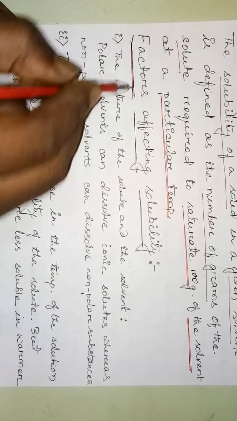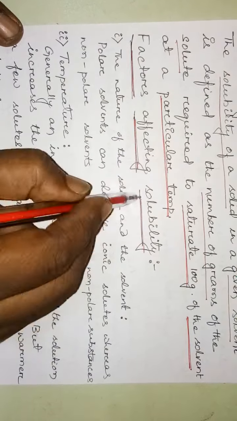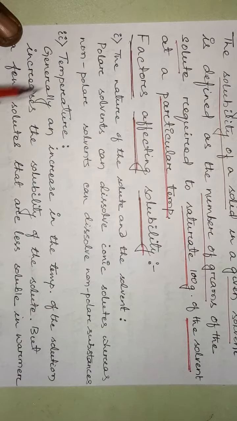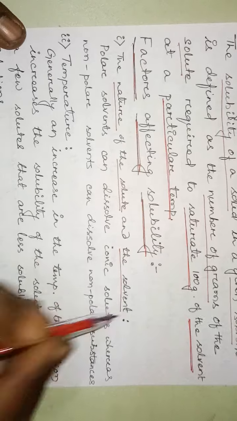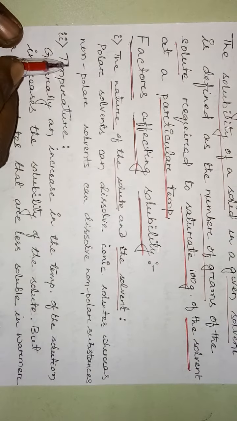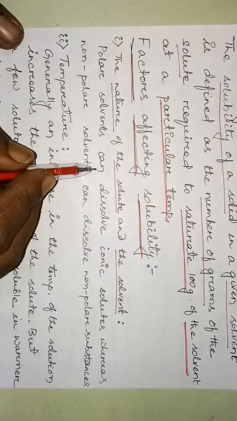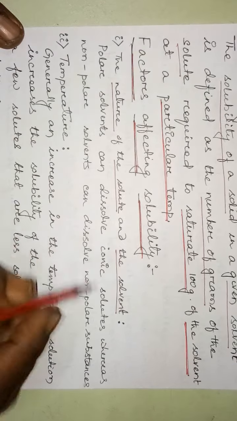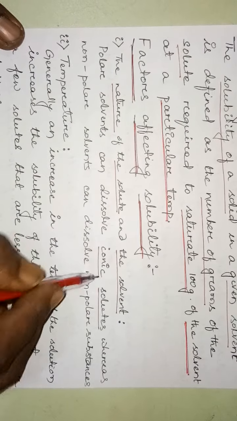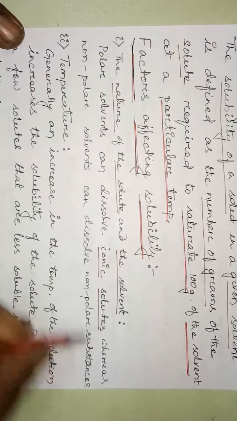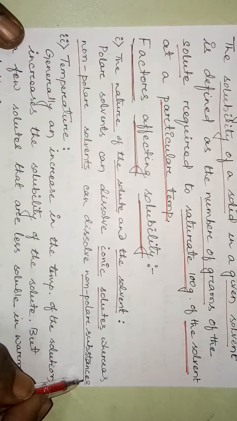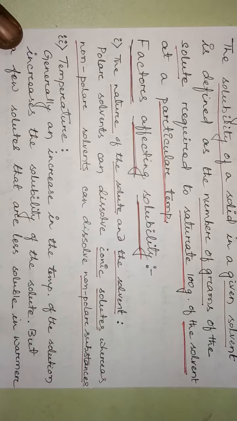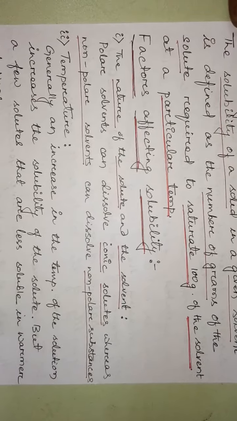The factors affecting solubility. Okay. First point is the nature of the solute and the solvent. Normally, polar solvents can dissolve ionic solutes, whereas non-polar solvents can dissolve non-polar substances or solutes. Clear? Another factor is temperature.